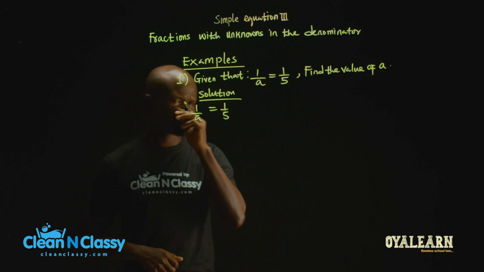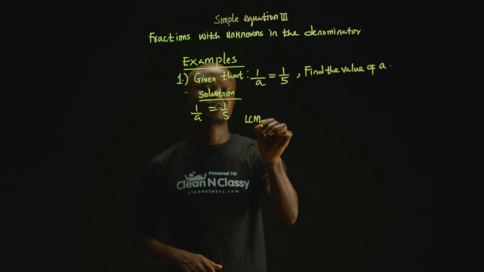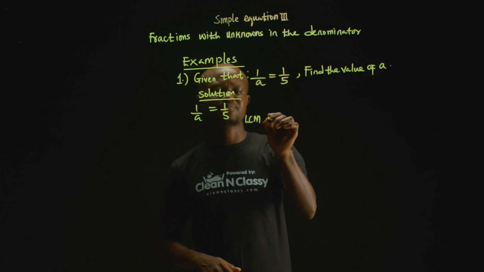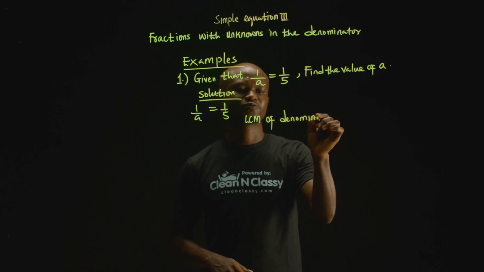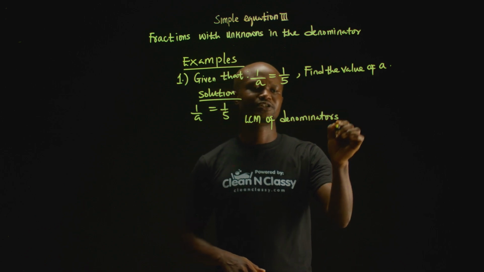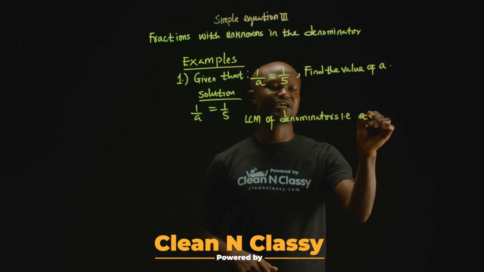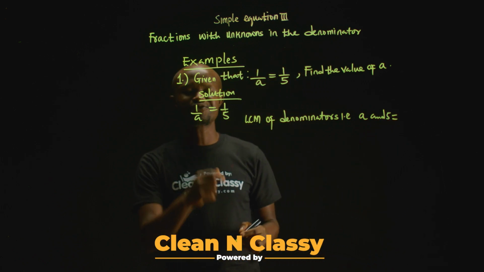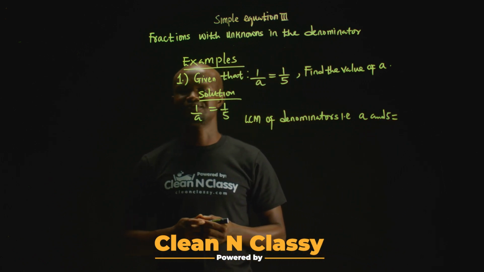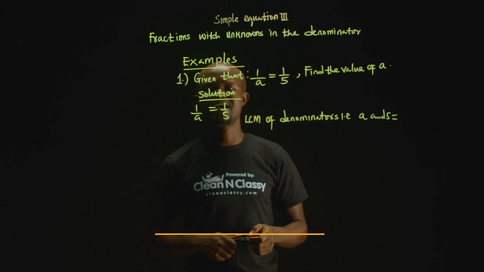Now, in this case, what is the LCM of the denominators? LCM of denominators, and what are the denominators? a and 5. Now we can see from here, a and 5. What is the highest common factor between a and 5?